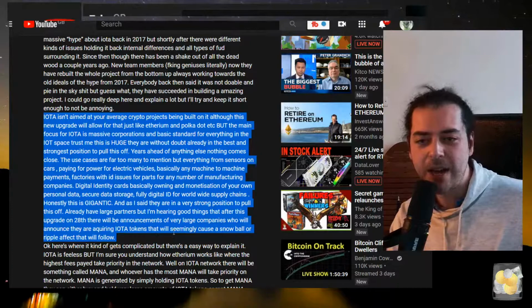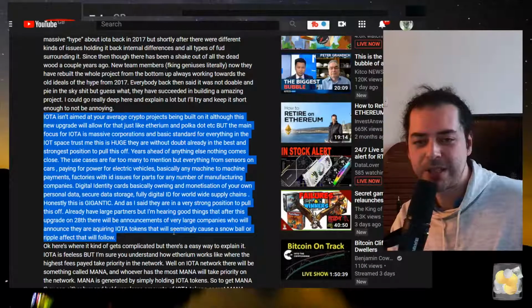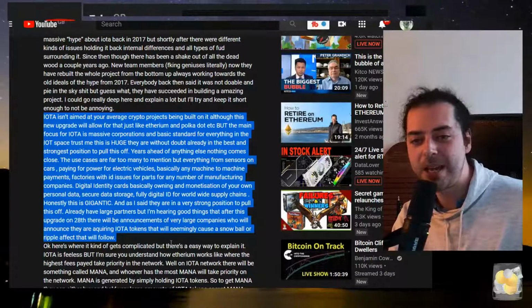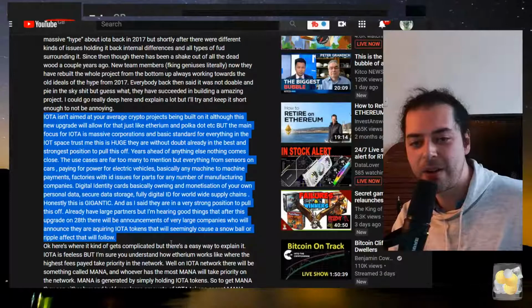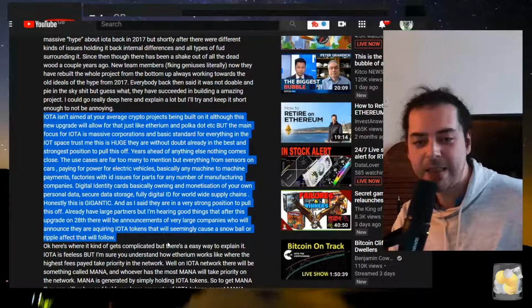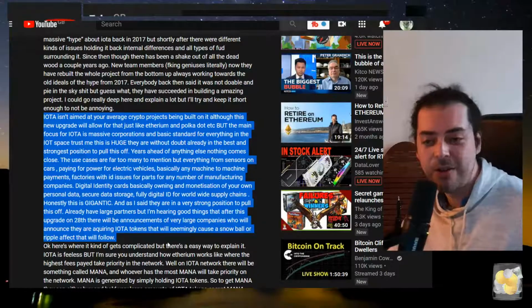You know, IOTA isn't aimed at your average crypto projects being built on it, although this new upgrade will allow for just that, like Ethereum and Polkadot, etc. But the main focus for IOTA is massive corporations and a basic standard for everything in the Internet of Things space. Trust me, this is huge. They are without a doubt already in the best and strongest position to pull this off. Years ahead of anything else, nothing comes close. Well, there you go. That's incredibly positive, right?